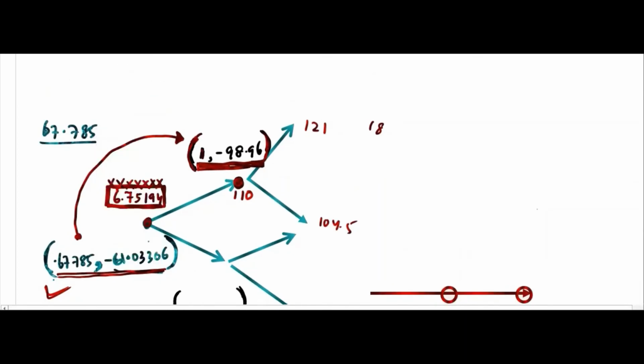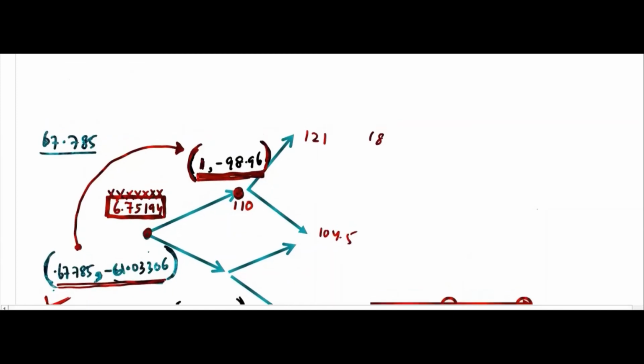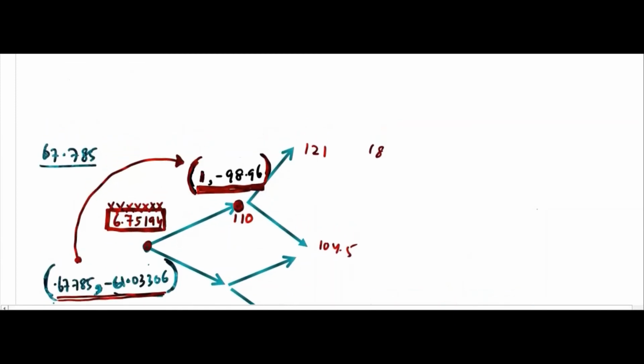This will be, let me write here, 0.67785, because the papers will be the same. The papers will not change, but I have to make one paper. I have to make one share from these many shares. I have to purchase shares here.